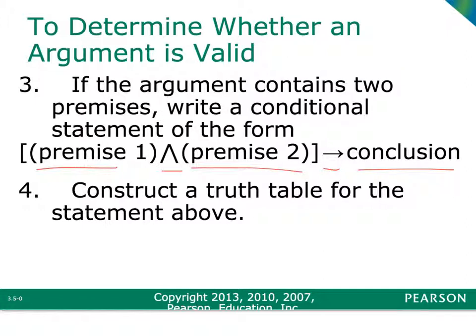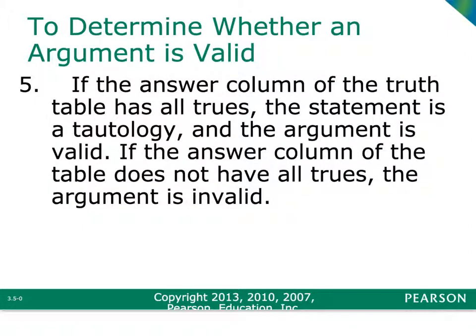After you construct your truth table, if you get a column of all truths, then you know that the statement is a tautology and it's a valid argument. If you don't get all truths, it's invalid.